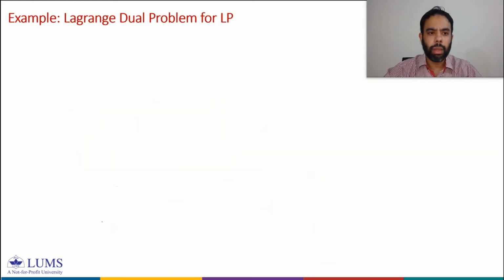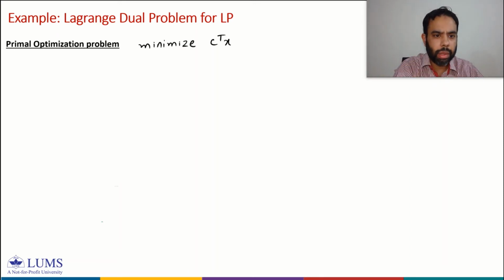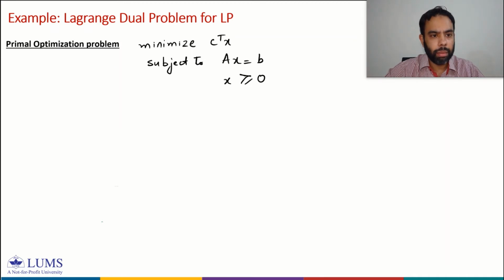Let's look at one example in which we will formulate the Lagrange dual problem for a linear program. We start with the formulation of a primal optimization problem: we want to minimize C transpose X subject to AX is equal to B, and we have an inequality constraint that we require X to be greater than or equal to 0. So in the previous module we determined the Lagrangian function for this primal optimization problem, and we also computed the Lagrange dual function.